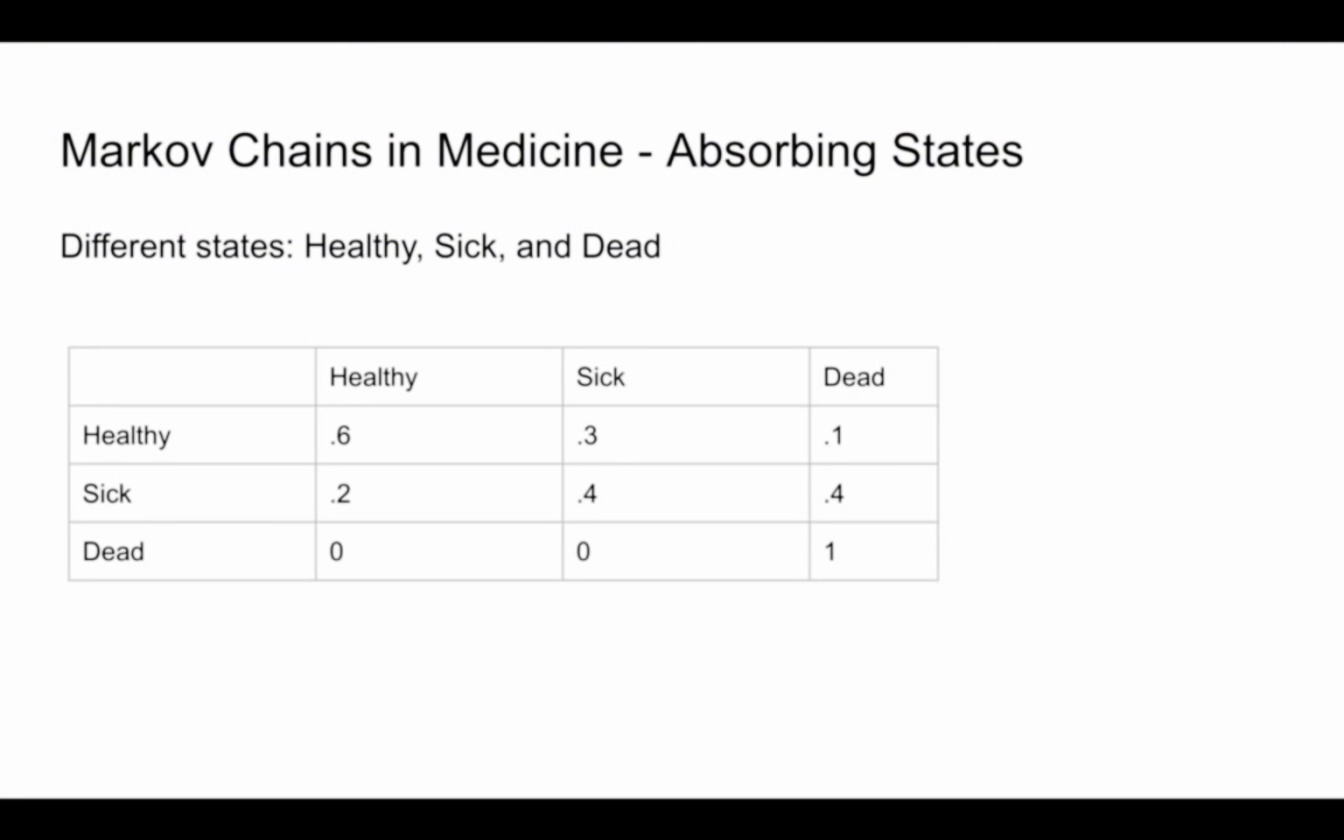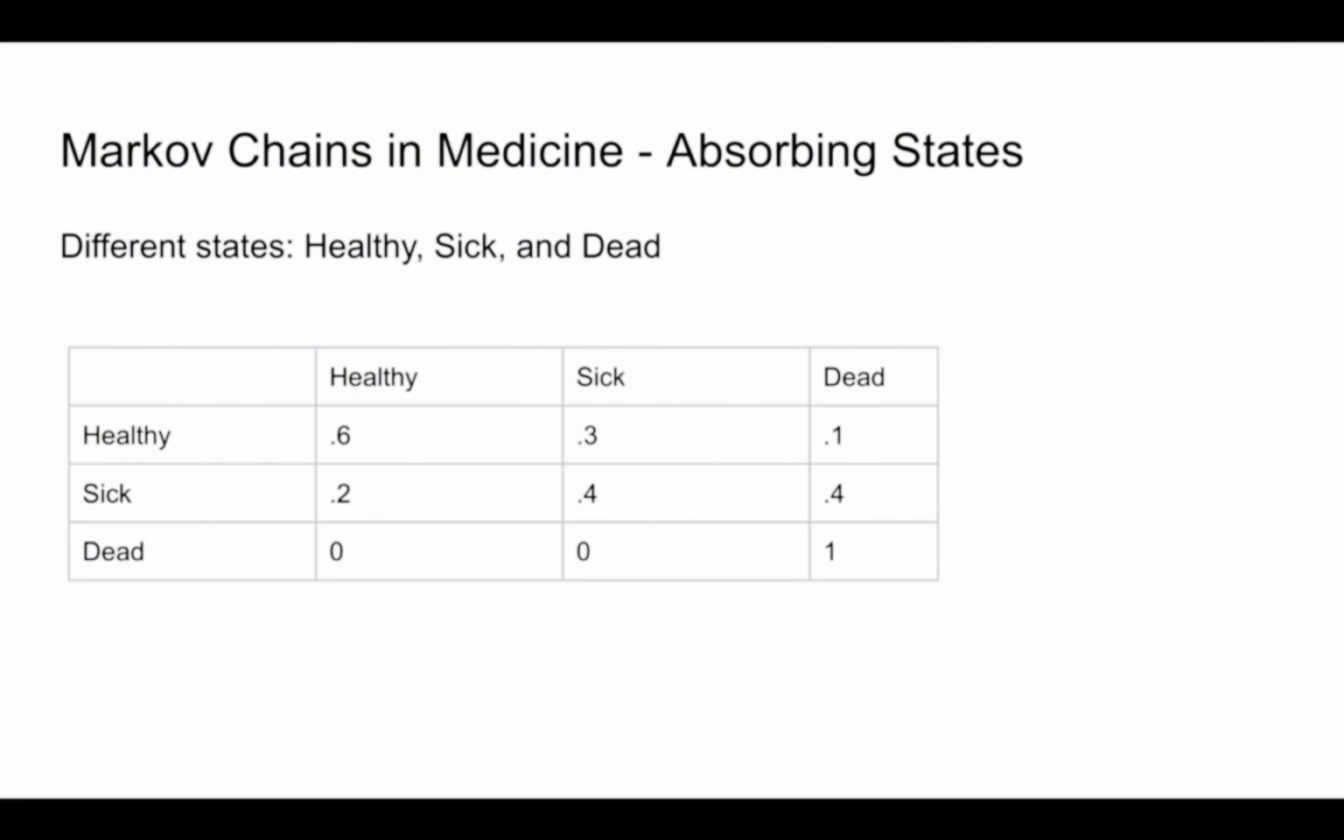Markov chains in medicine: absorbing state. Here we have 3 different states, healthy, sick, and dead. And 60% of the people who are healthy will stay healthy. 30% of the people who are originally healthy will get sick. And 10% of the people who are healthy will die.